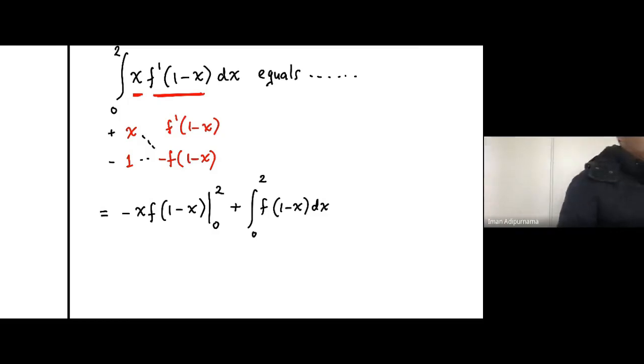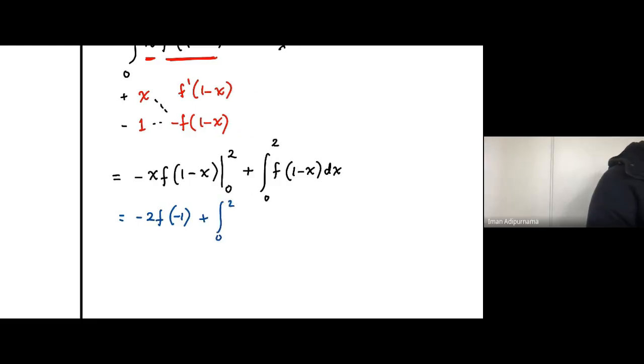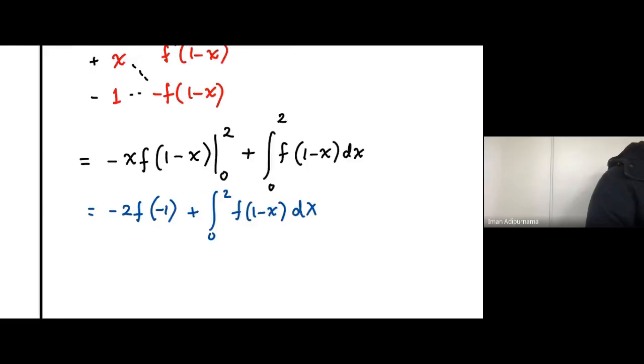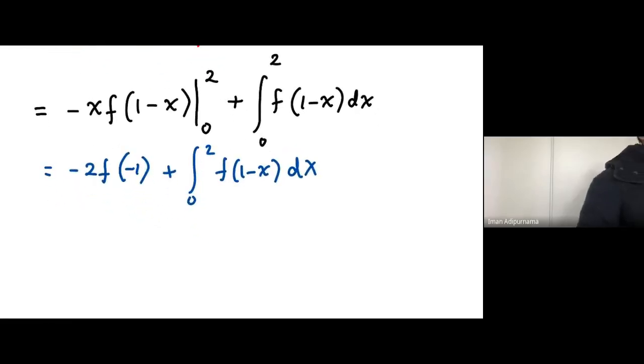Okay, now what we need to do now, we can solve the left part. We can plug in 2 and 0. So you will have negative 2 f of negative 1. And you still have the right part, which is the integration from 0 to 2 of f(1 minus x) dx, right? Okay.